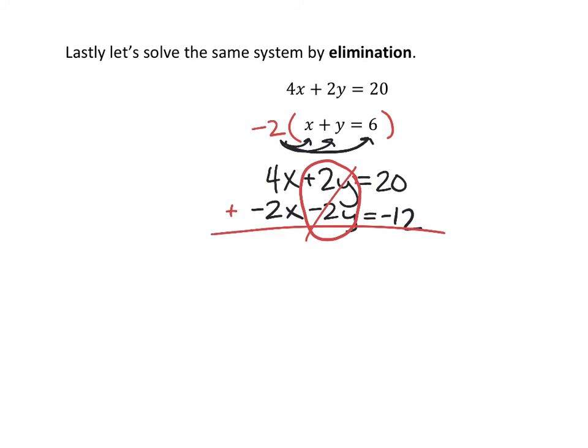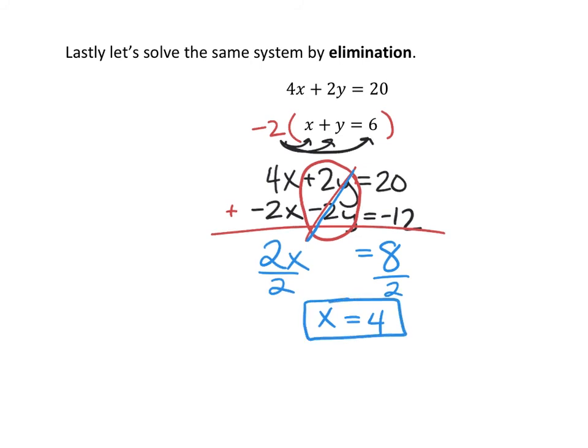20 plus negative 12, that is equal to 8. This would be 0, so they cross out. And then 4 plus negative 2x is 2x. We finish solving, and we would get that x is equal to 4. And we take a deep breath because we are halfway.